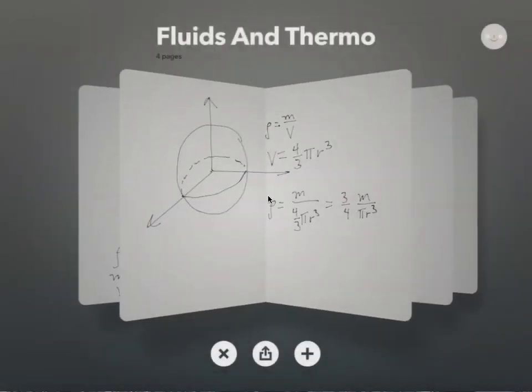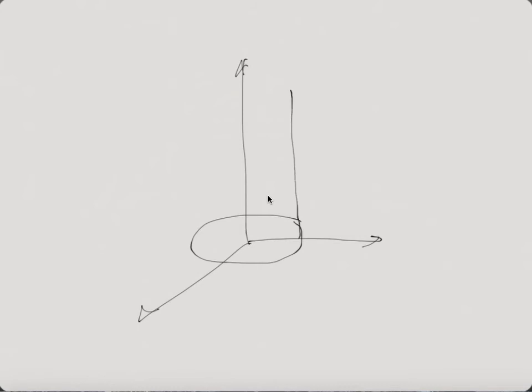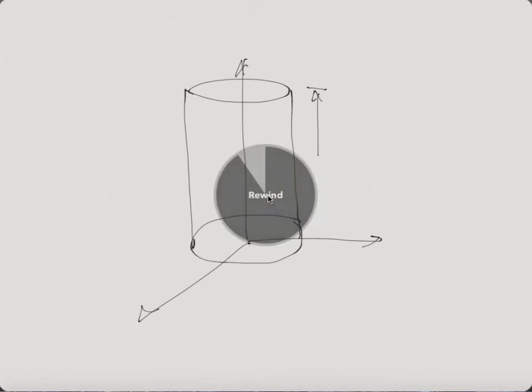The next one that I would like to show you guys would be the volume of a cylinder. So let's say that we have another three-dimensional coordinate system, and we have ourselves a cylinder here. This cylinder has some height associated with it, and it has an area here.